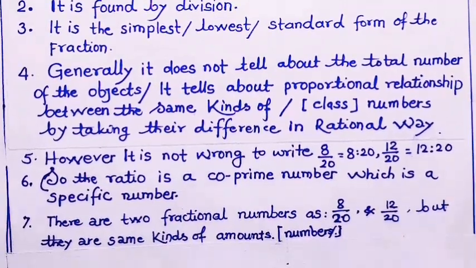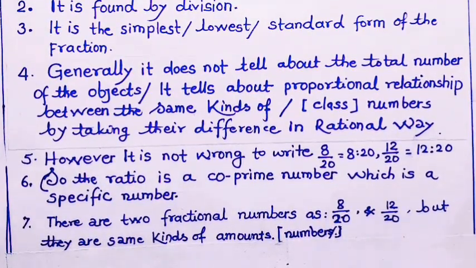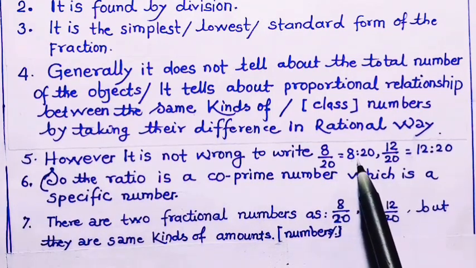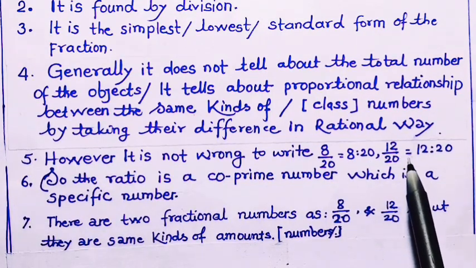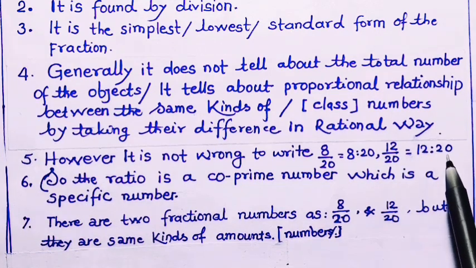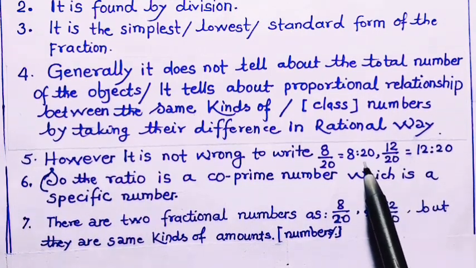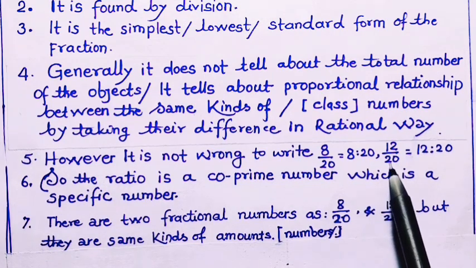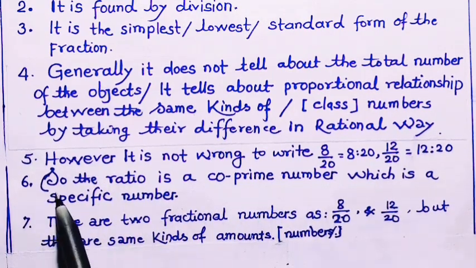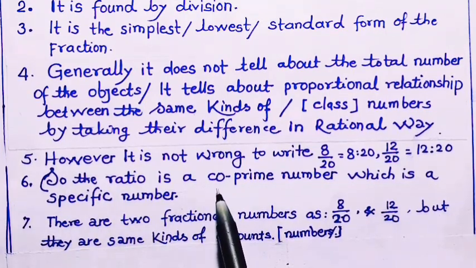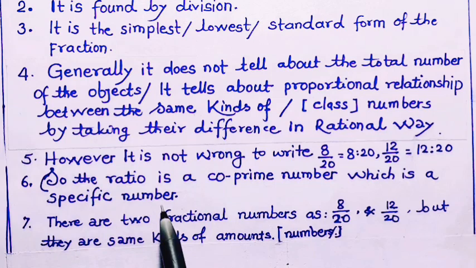However, it is not wrong to write 8 by 20 as 8 to 20 and 12 by 20 as 12 to 20. It is not wrong to write in this way. So the ratio is a co-prime number, which is a specific number. There are two fractional numbers, 8 by 20 and 12 by 20, but they are the same kinds of amounts.